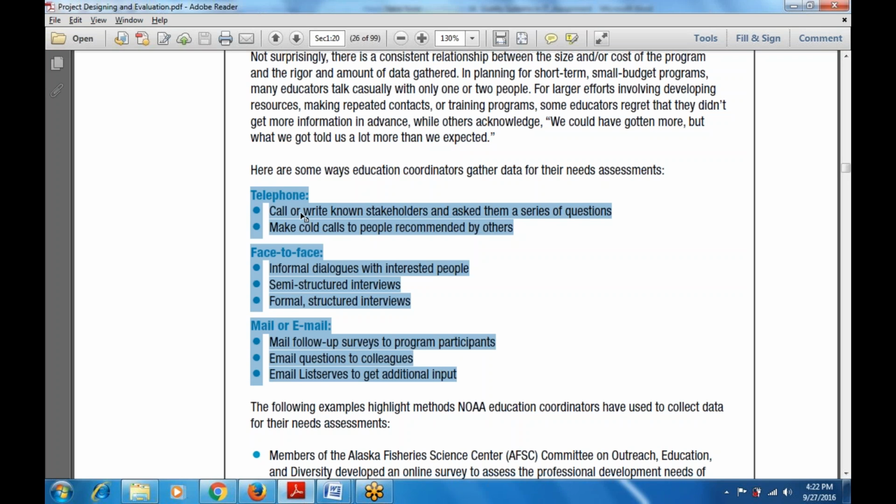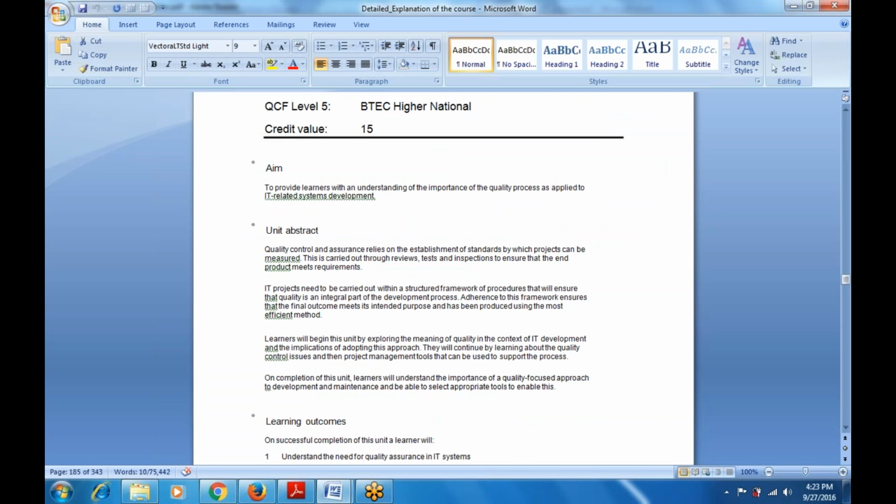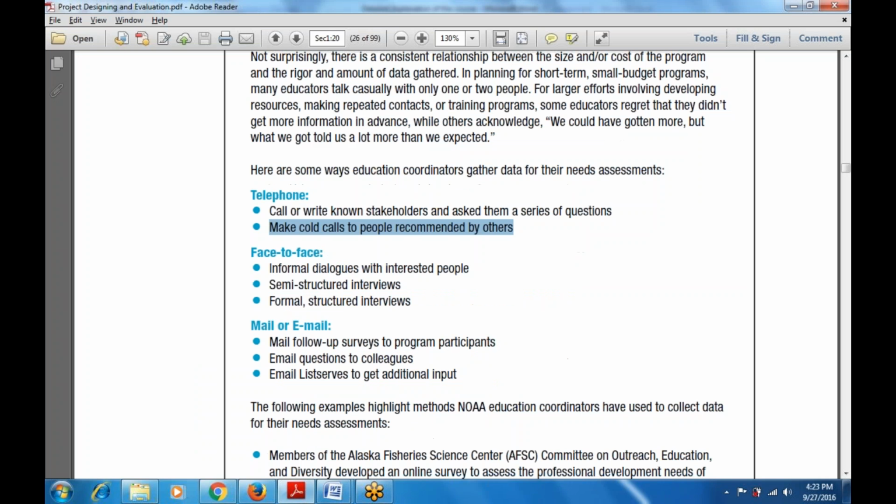The first one is the telephone. Call or write the stakeholders, that is, who the stakeholders are and what questions are asked of them. Call or write to known stakeholders and ask them a series of questions. Then make cold calls to people recommended by others. The detailed assignment also covers how to get in touch with the stakeholders and what tools we can use.